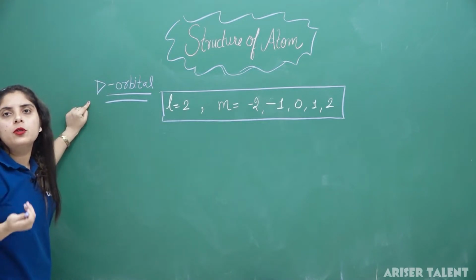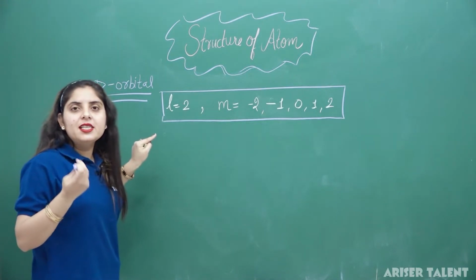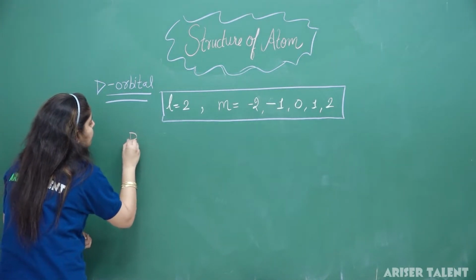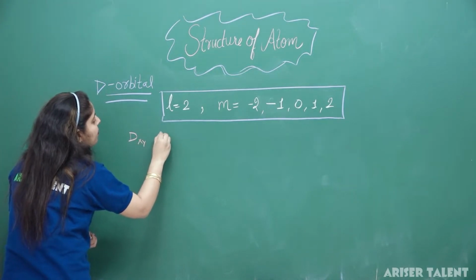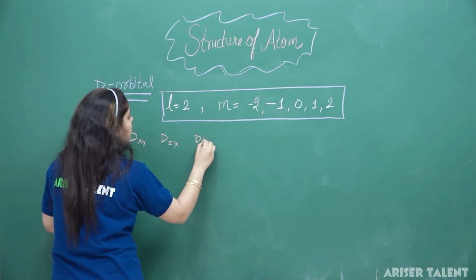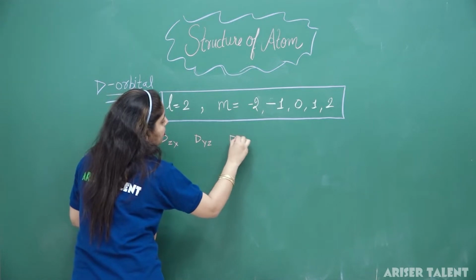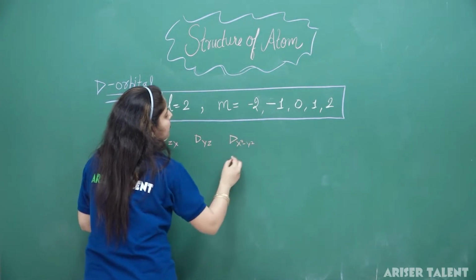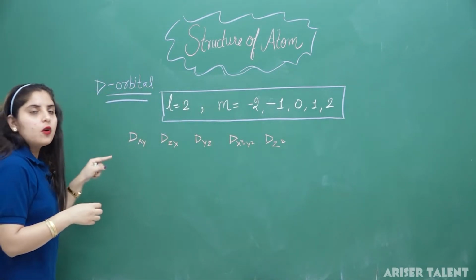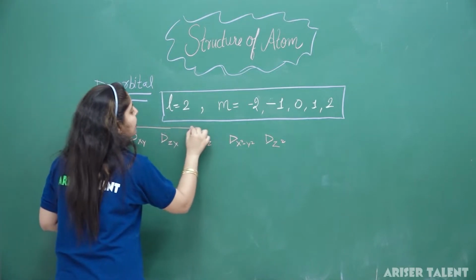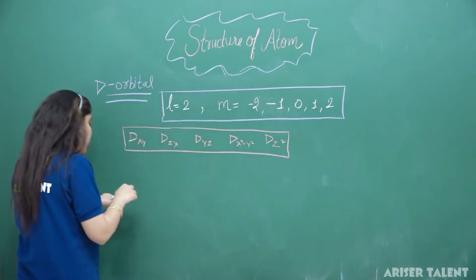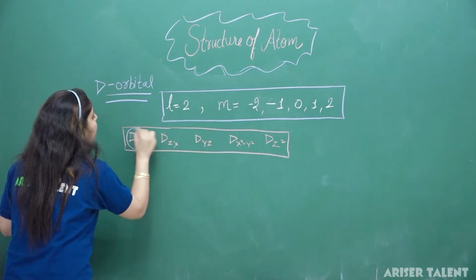Now we want to draw the orientation orbital diagram in 3D space for the d orbital. So what will be the orbitals for d? They are d xy, d zx, d yz, d x square minus y square, and d z square. So these will be the d orbitals: d xy, yz, zx, x square minus y square, and d z square. So we will draw the orbital diagram for the following components.